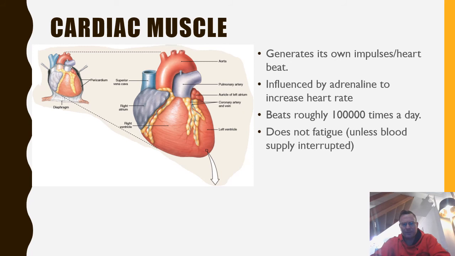generates its own impulses and is influenced by adrenaline to increase the heart rate. So we have this area at the top left called the sinoatrial node, and adrenaline up here causes the heart rate to increase. Normally it beats roughly 100,000 times a day, and it doesn't fatigue unless the blood supply is interrupted. If I put it in blue, can you see the coronary artery and vein? These loop off back here somewhere. They loop off this aorta.